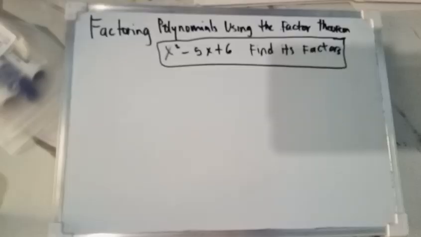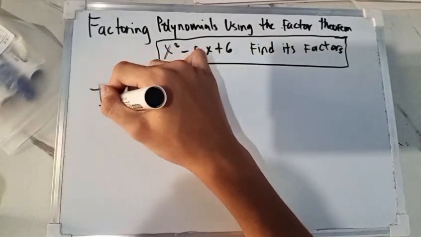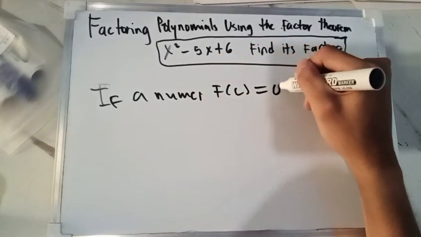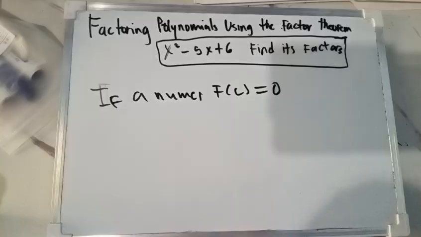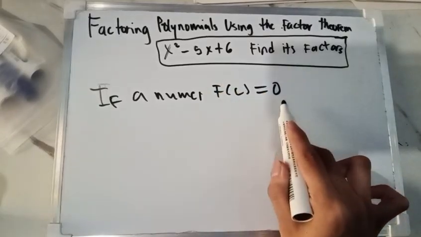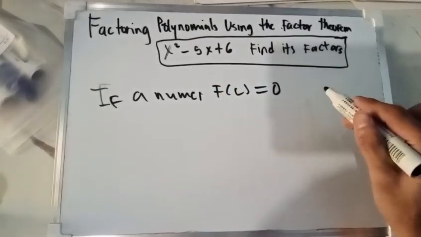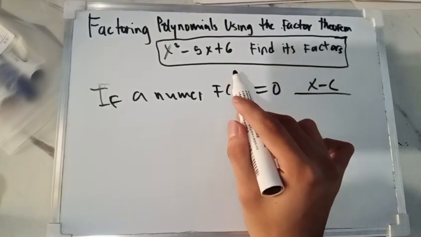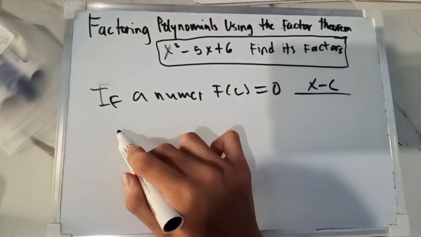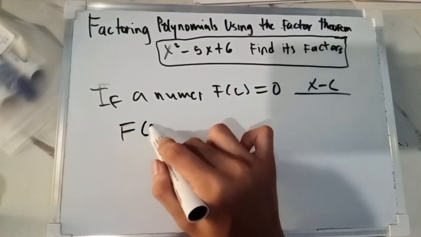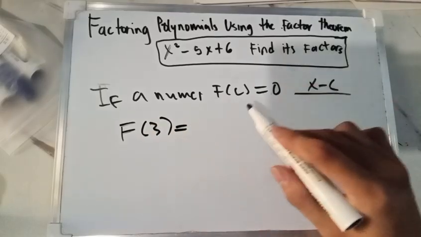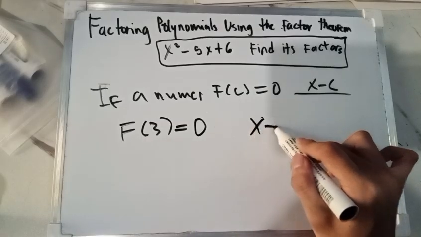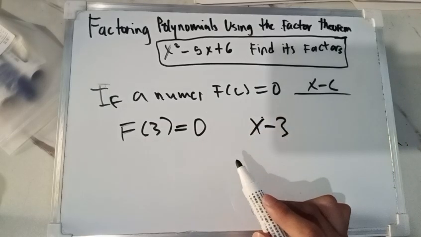So what is the process called factor theorem? It says that if a number c makes f(c) equal to 0, so if we substitute the value of c into a polynomial and it equals 0, therefore x minus c is a factor of the polynomial. For example, if f of 3 is 0, therefore x minus 3 is a factor of that polynomial.